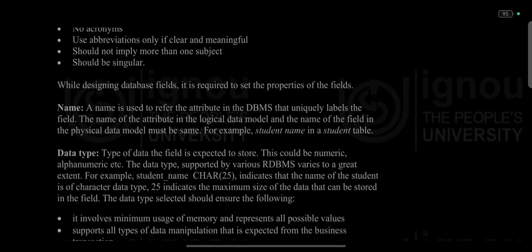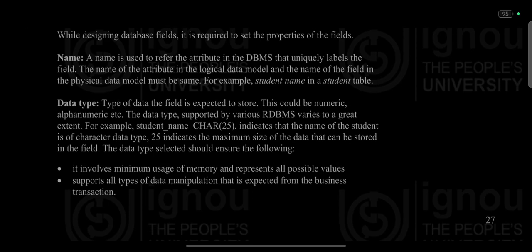While designing database fields, it is required to set the properties of the fields. Name: a name is used to refer to the attribute in the DBMS that uniquely labels the field. The name of the attribute in the logical data model and the name of the field in the physical data model must be the same, for example, student name in a student table. Data type: the type of data the field is expected to store. This could be numeric, alphanumeric, etc.